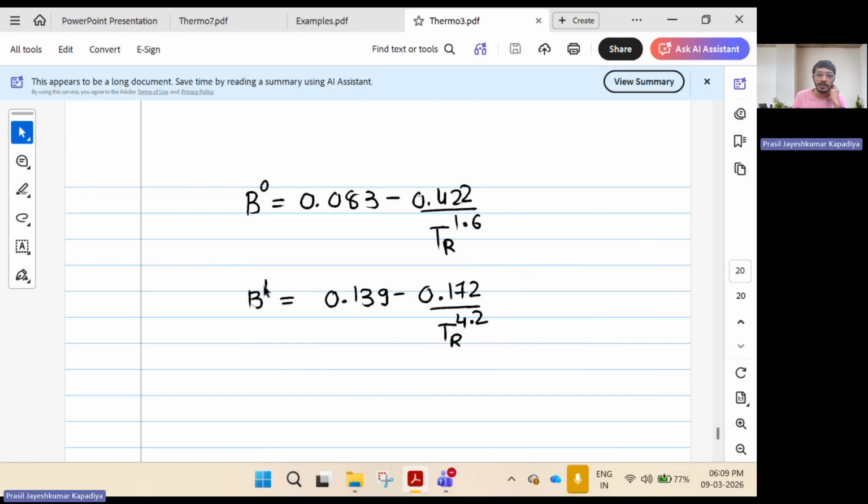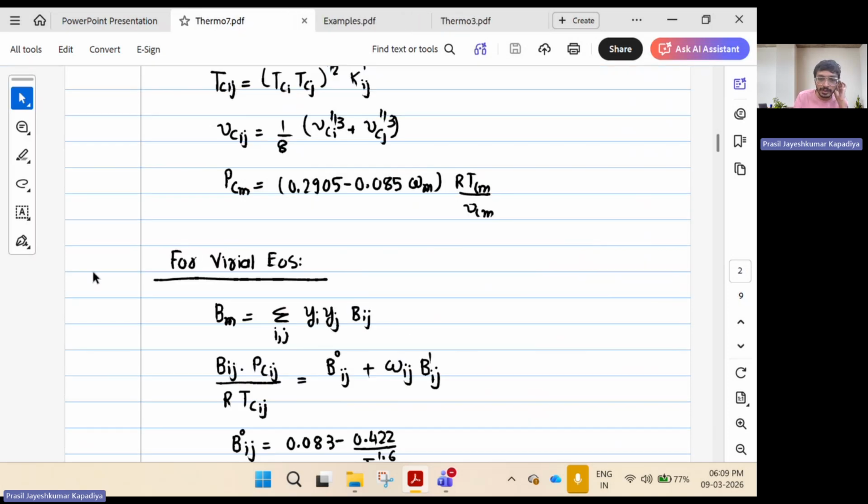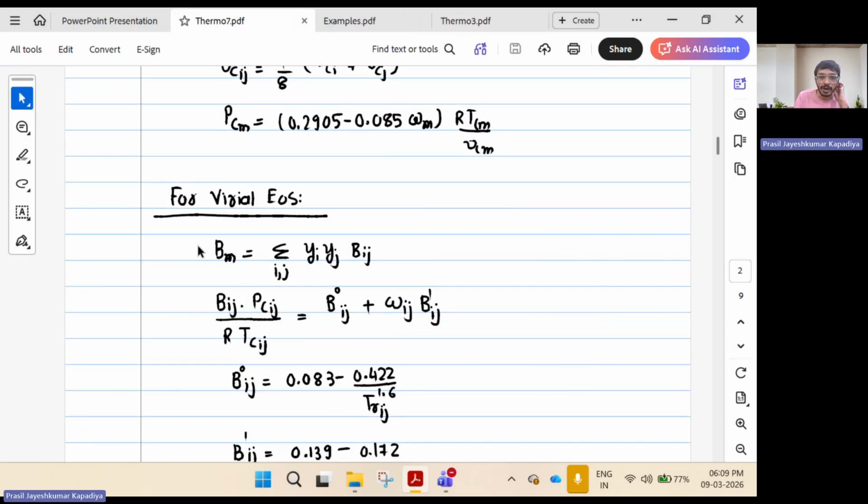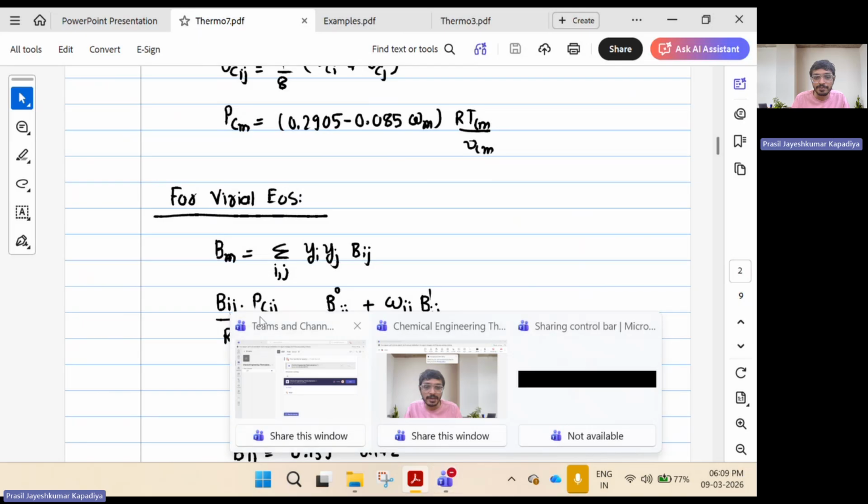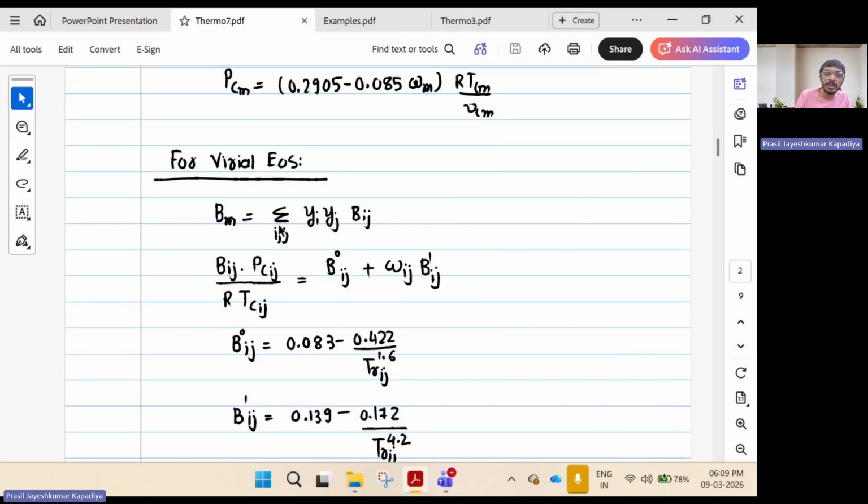So the first thing is to find B naught and B prime. We need to know the mixture reduced temperature. So how are BMs found? BM is found by a similar additive rule, summation yi yj Bij. From there we can find the value of BM. Now what was my equation? BPC by RTC was equal to B naught plus omega B prime. So all of those, B, P, T, B naught, omega and B prime, should be interactions between one molecule or another. In that way, we have to write the equation.